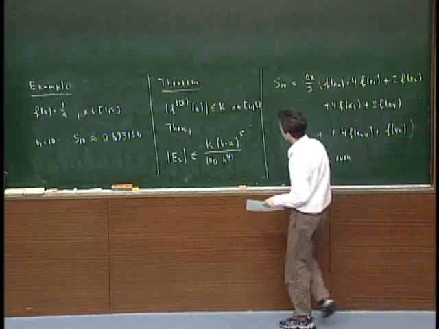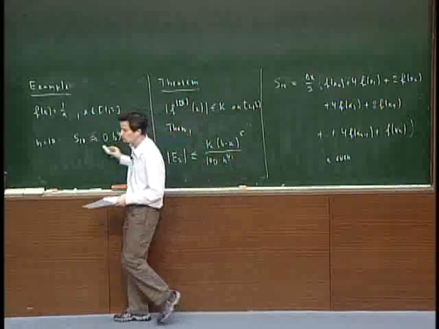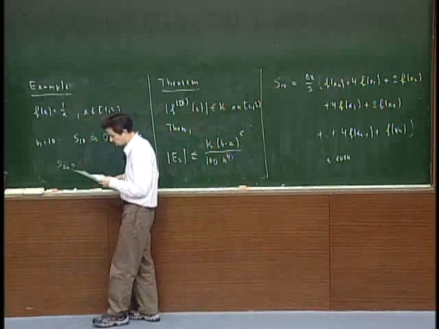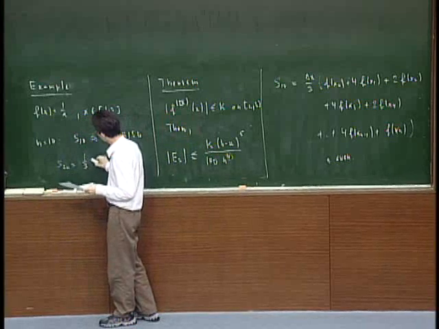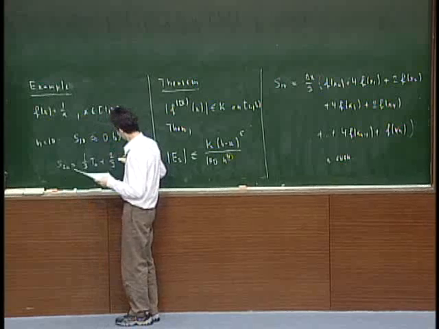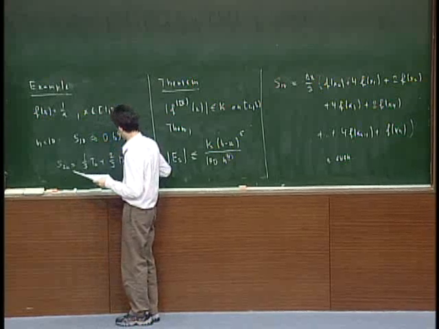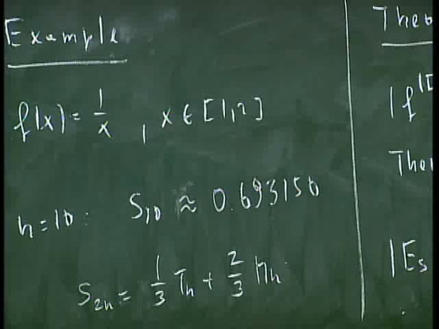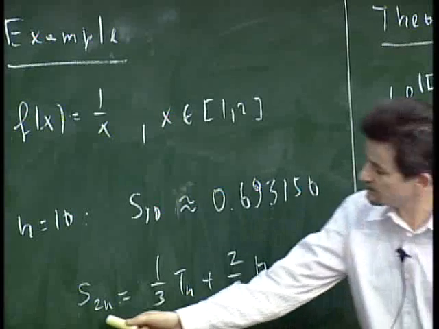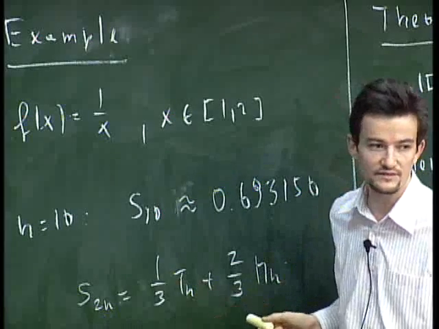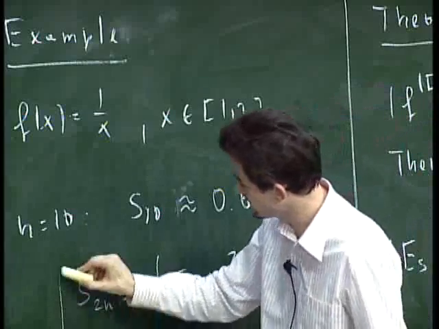Now, for this Simpson rule, it's interesting to observe that it can be proved, and it's not so complicated to prove, that the Simpson rule can be expressed in terms of the trapezoidal rule and the midpoint rule by this relation here. So you see that the Simpson rule for 2n intervals you can compute like this here. Now, why is this interesting?